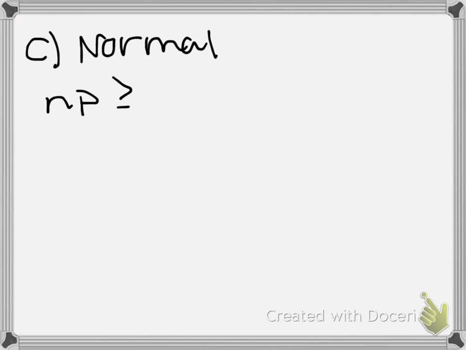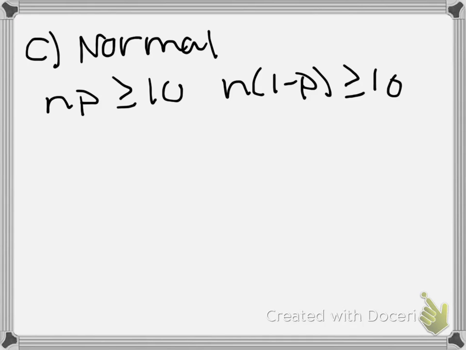Next, we say, is the sampling distribution of p hat approximately normal? This is our normal condition. This is where we have to check n times p is greater than or equal to 10, and n times 1 minus p is greater than or equal to 10. So we check 25 times 0.45 is greater than or equal to 10.